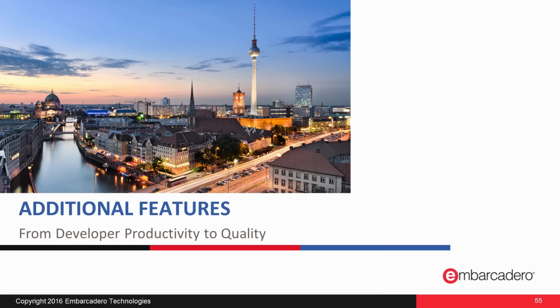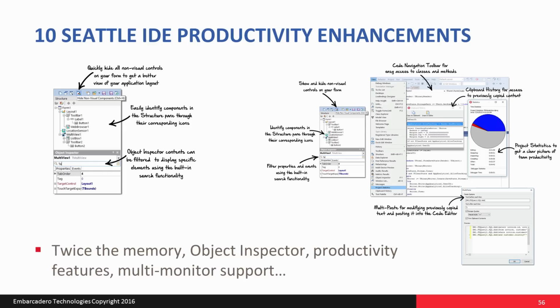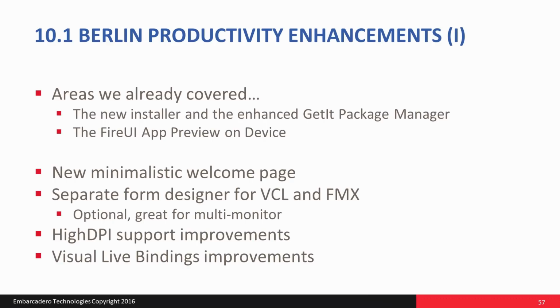Now, beside these main features that we've covered from the installer, IoT, FireMonkey, and all the other enhancements, there are additional features around developer productivity and around the quality enhancements that have been done to the product. The productivity enhancements we did in 10 Seattle were very significant, including doubling the memory model, the enhancement to the object inspector, and much more. But we do have quite a few interesting ones also in this release. The new installer is a significant productivity enhancement, and the enhanced package manager beside the feature manager that's part of the installation process. Also, we have this new Fire UI app review on device, which is pretty unique in the industry and very funny and nice to use.